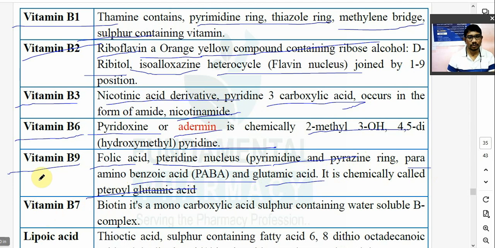और also इसका एक्टिव फॉर्म होता है टेट्राहाइड्रोफोलिक एसिड, राइट. And that is also known as leucovorin, citrovorum factor, and folic acid, which is the antidote for methotrexate poisoning.